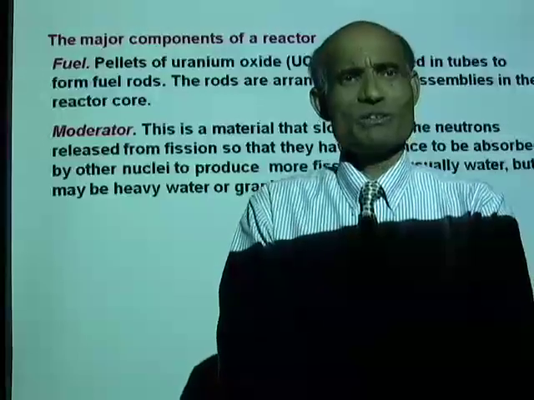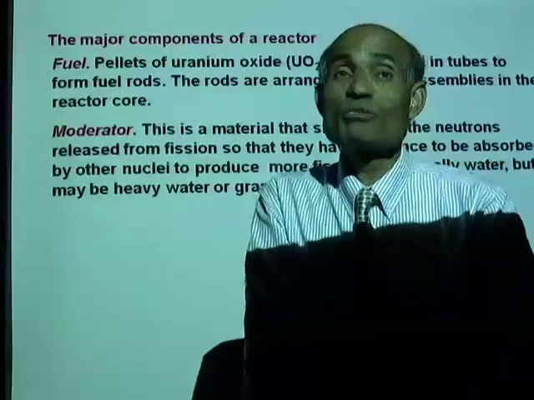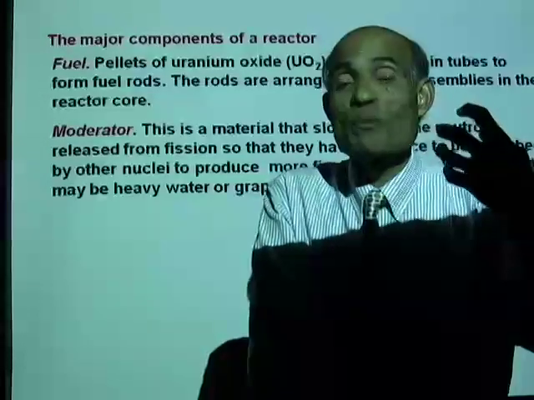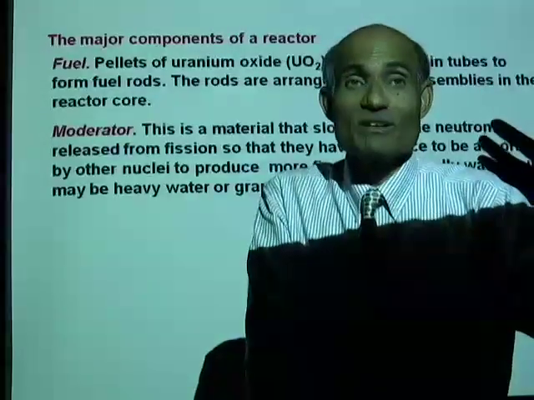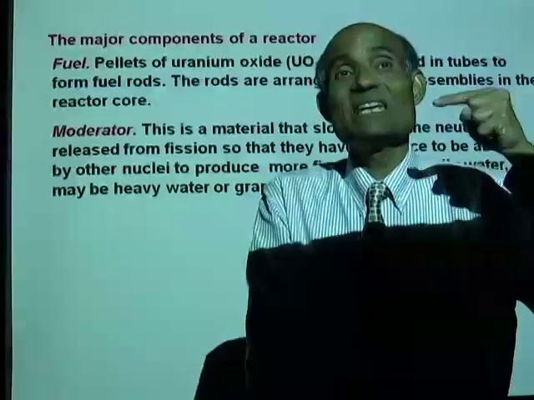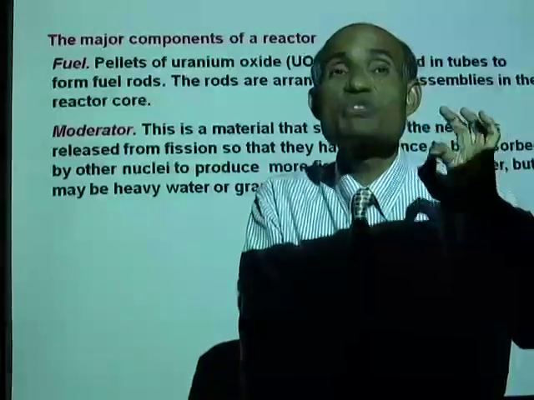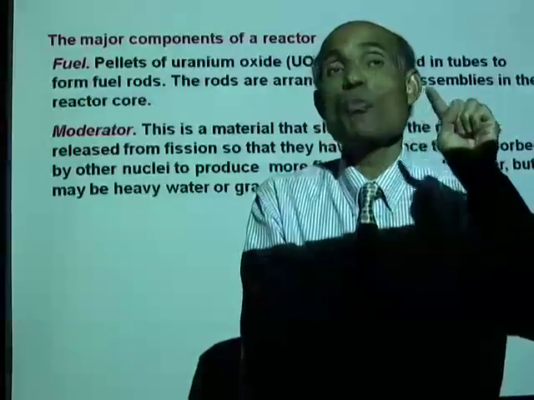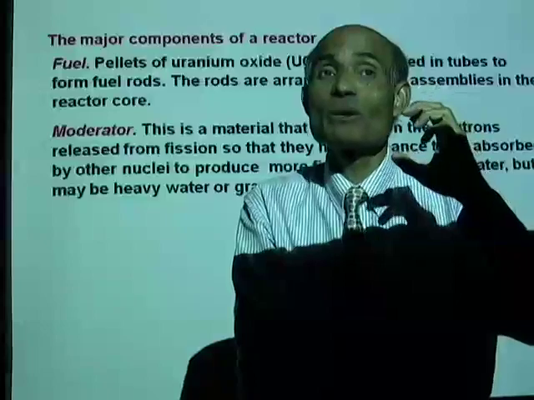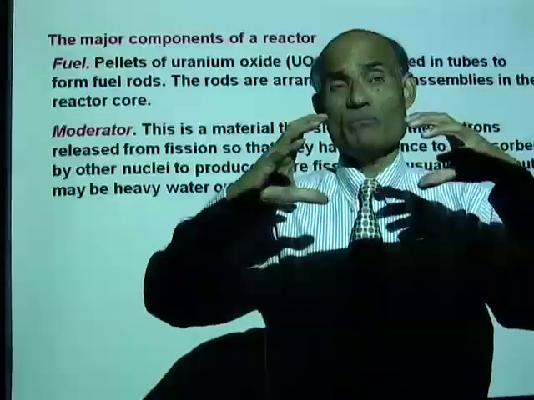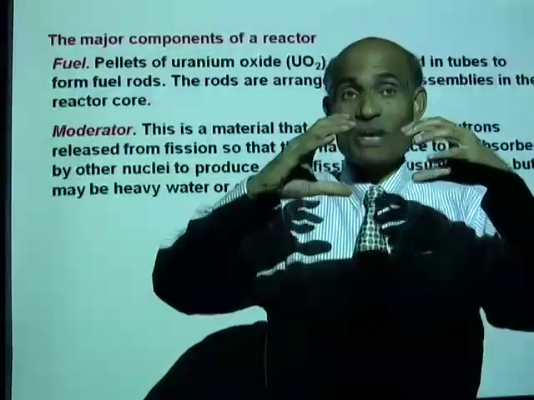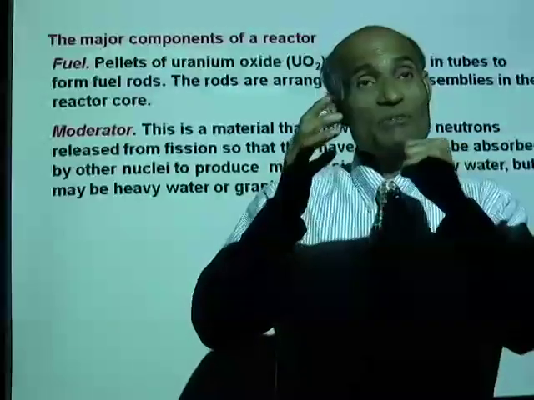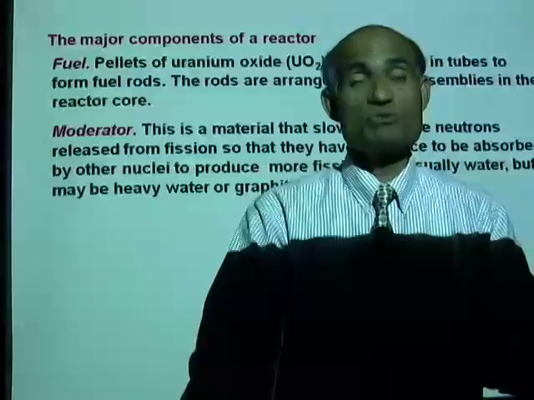What is heavy water? Well, normal water is H2O. In heavy water, instead of the normal hydrogen, you have the isotope of hydrogen, which is deuterium. That is one proton and one neutron. That is deuterium. So the water made of a combination of deuterium and oxygen is heavy water. And the heavy water is very effective in slowing down neutrons.